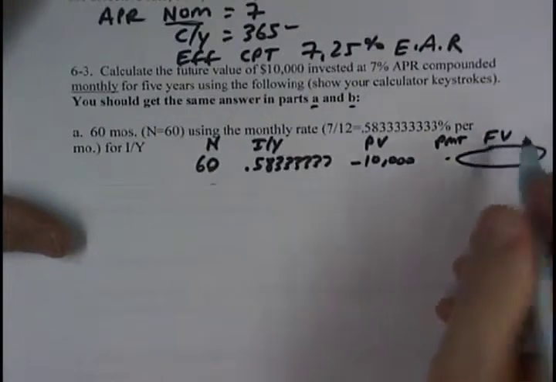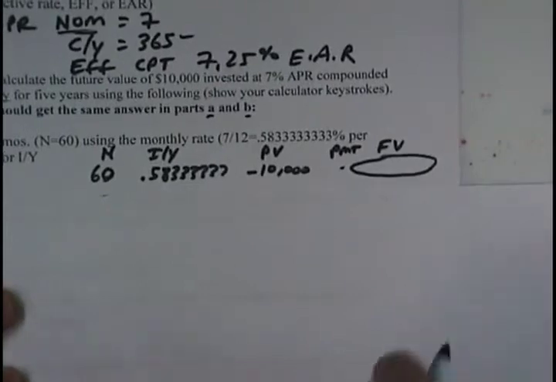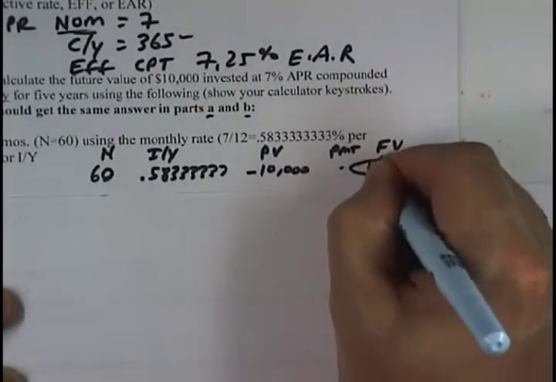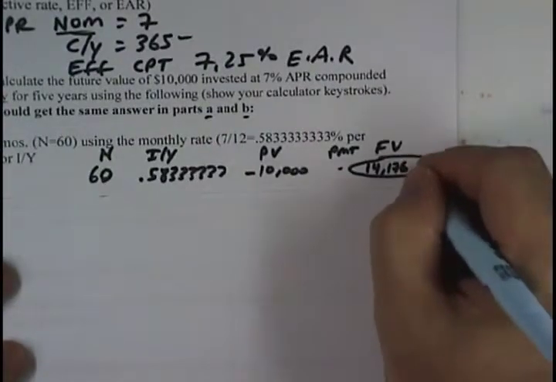There is no payment. So don't forget, second, clear TVM to clear your calculator. 60 in, take 7 divided by 12 equals, and then press IY, and then your 10,000 negative PV. You can compute your future value, 14,176 and 25 cents.